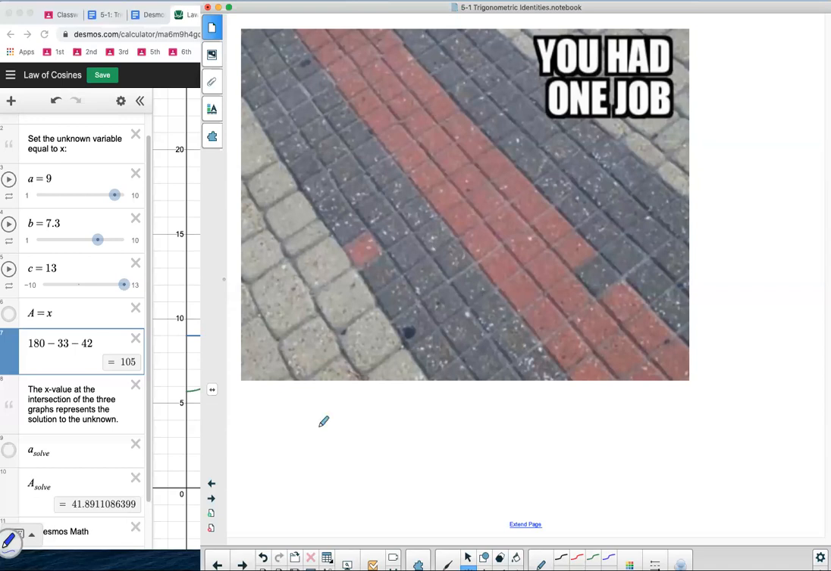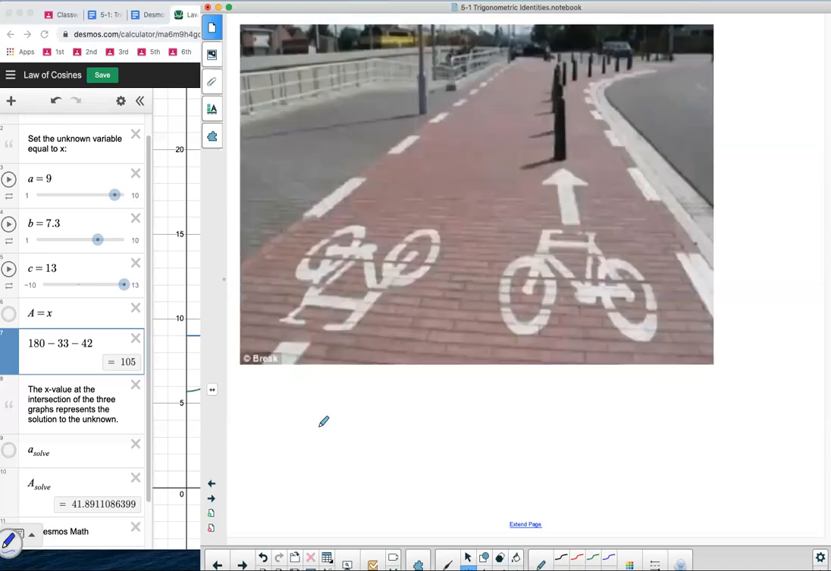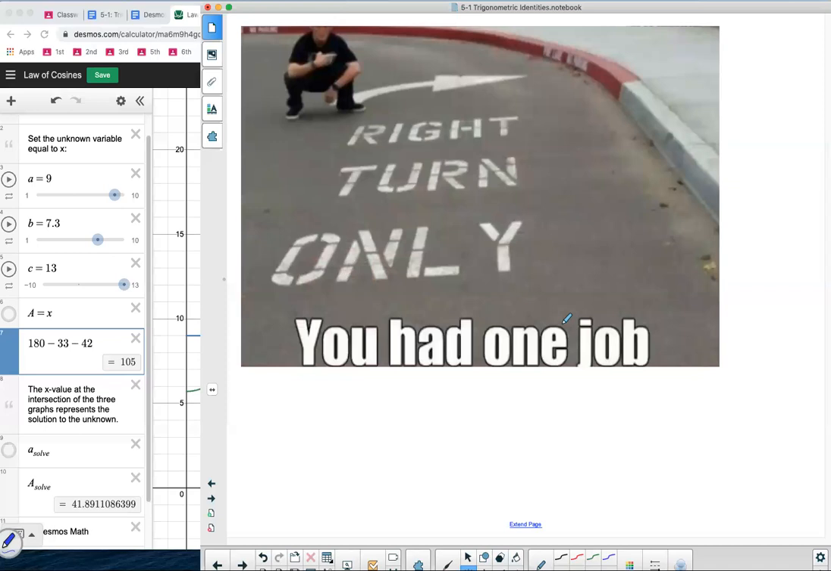How about this one? We still see school. Well, I guess it's because it's so school. I don't know. Maybe your computer will catch up in a second. This one, make sure you stay in the bike lane. How about right turn only? And the road goes left.